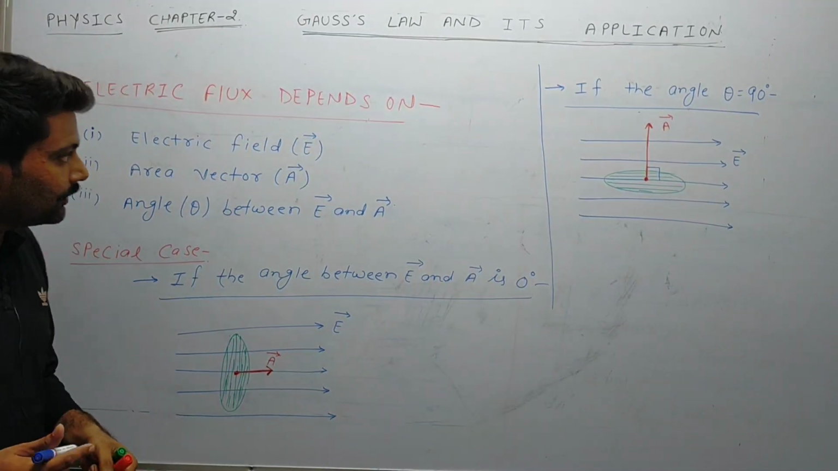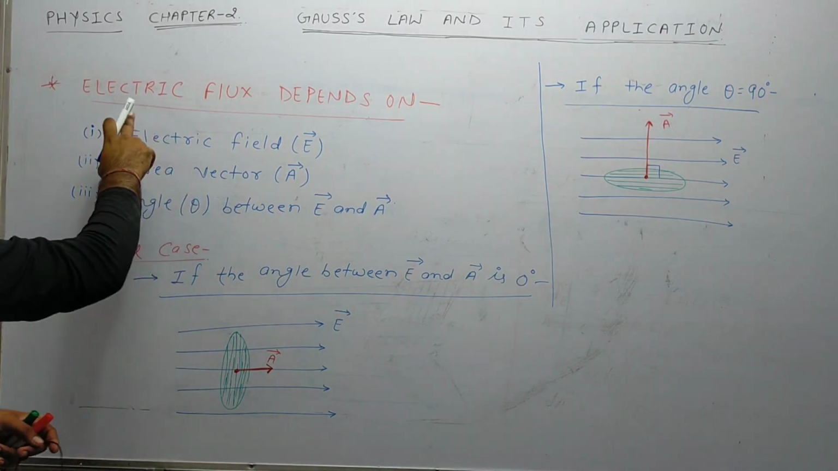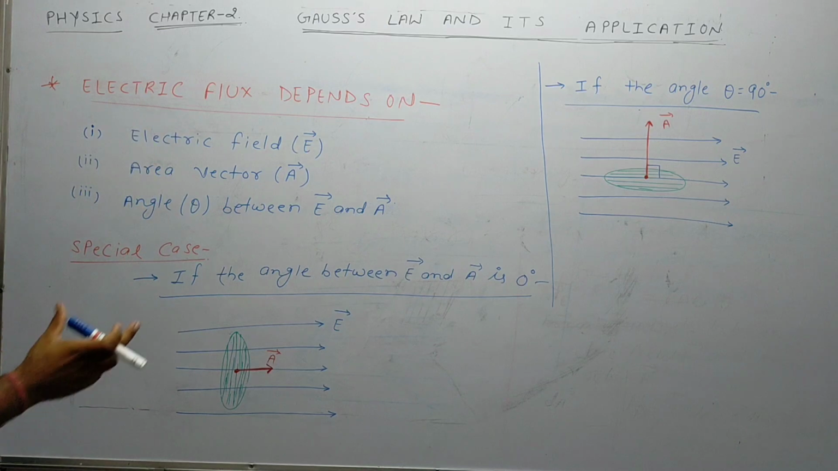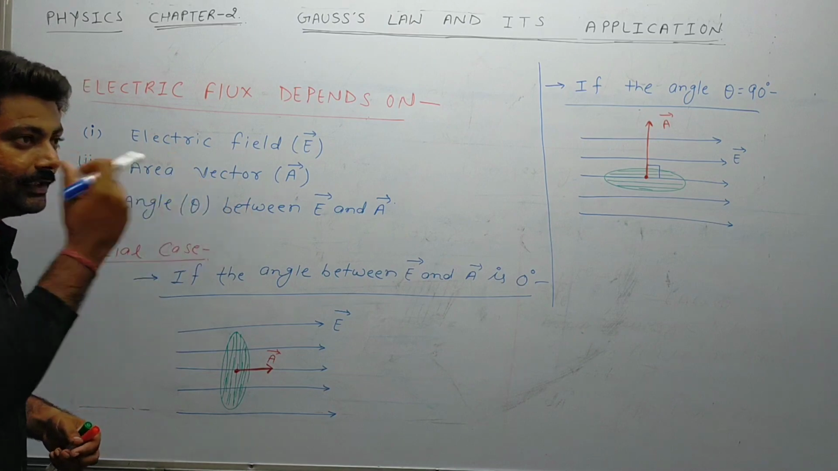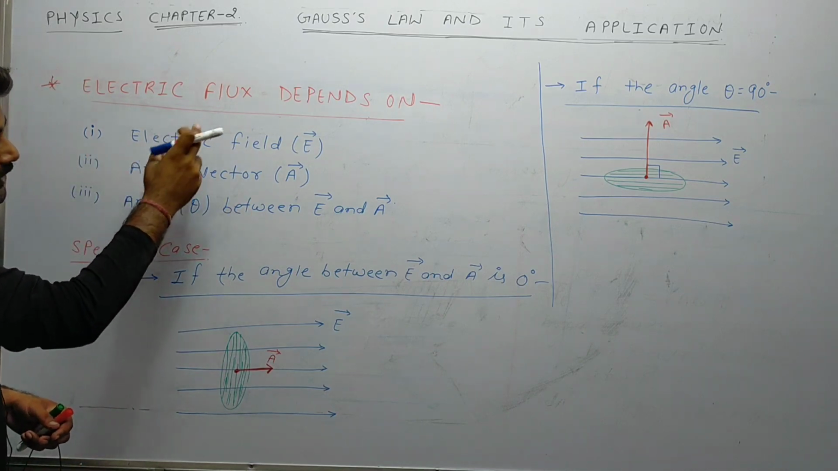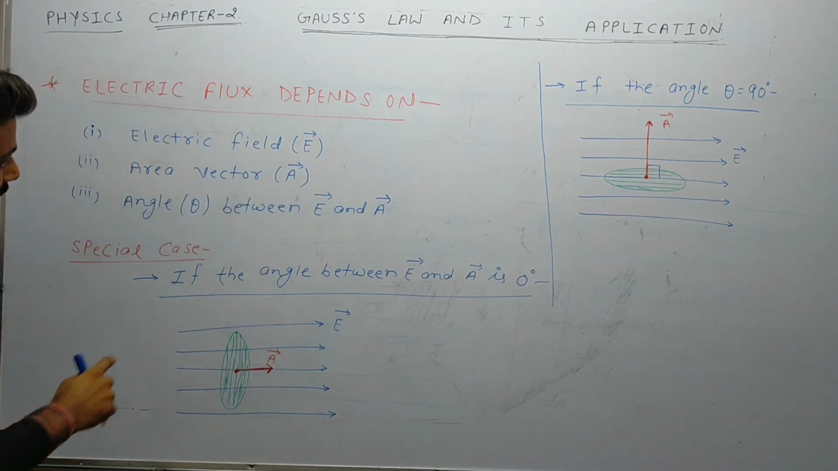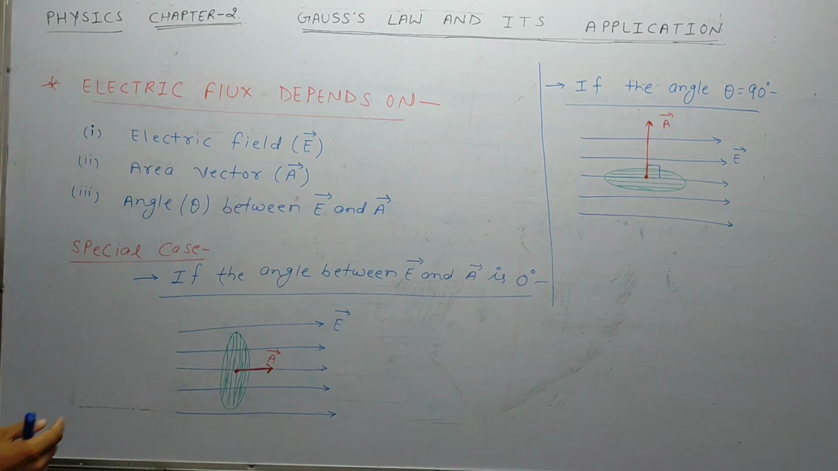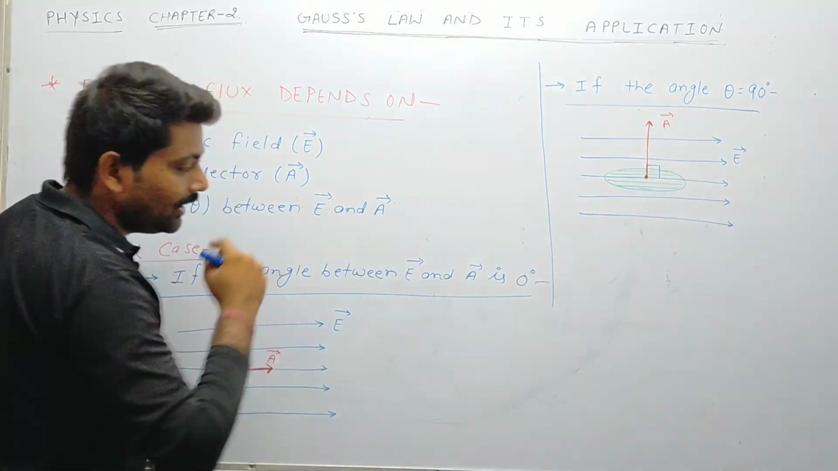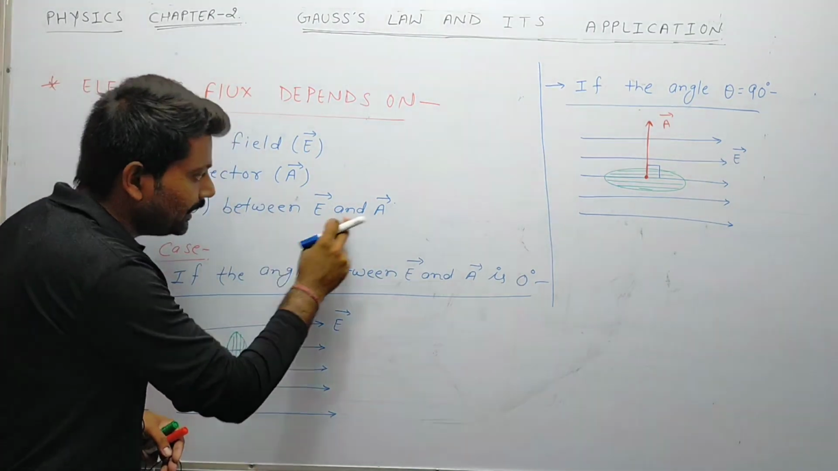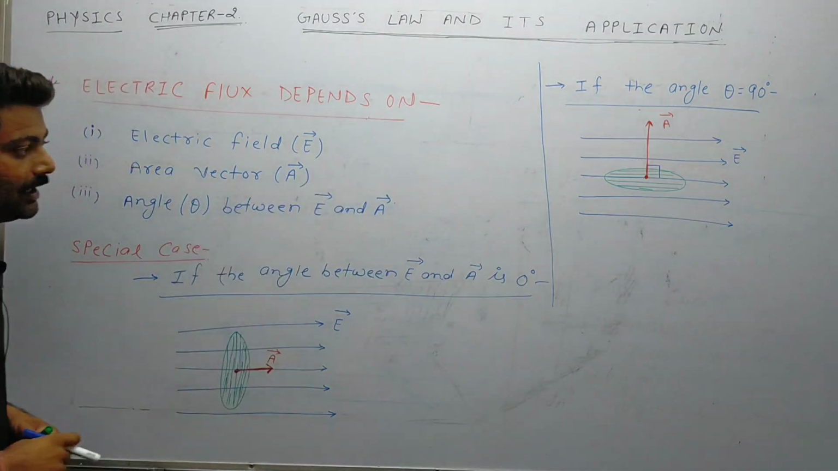Now we will talk about the factors which can affect electric flux. Which factors can affect electric flux? There are three factors which can affect electric flux. The first one is the electric field, E vector. The second one is the area vector, A vector. And the third one is the angle theta, the angle between E vector and A vector, the angle between the electric field and area vector. Here are some special cases for the angle between E vector and A vector.